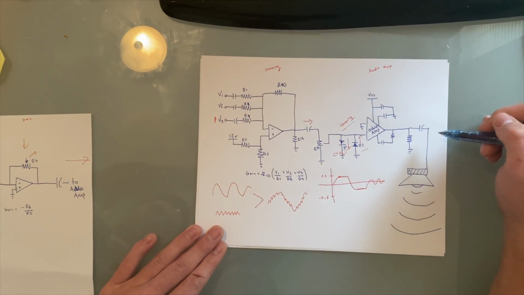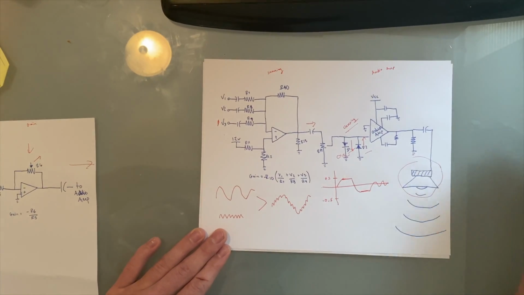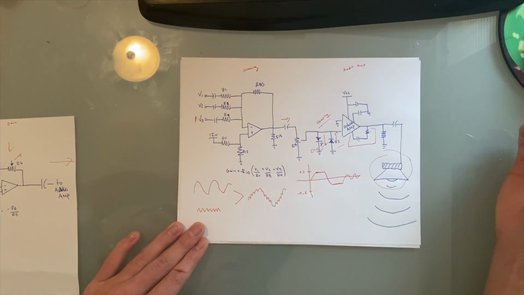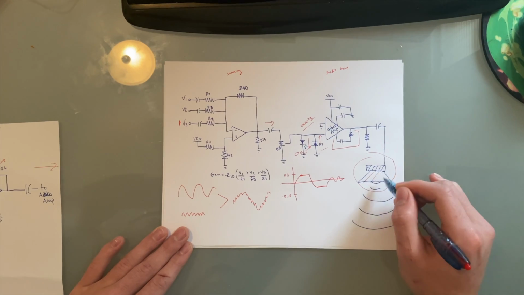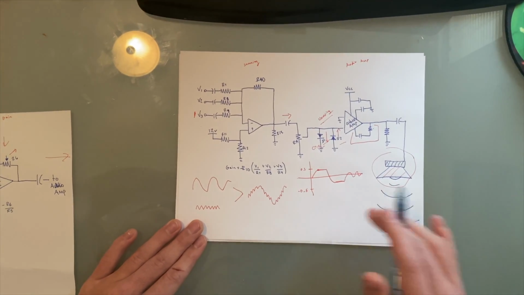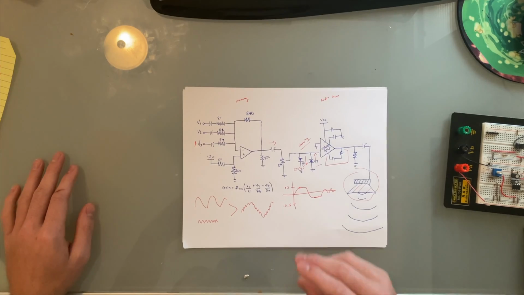This does a majority of the gain to drive the speaker right here. And the gain is set by this resistor and this capacitor. And this drives the speaker, which will turn the electrical signal back into a sound vibration that we can hear.